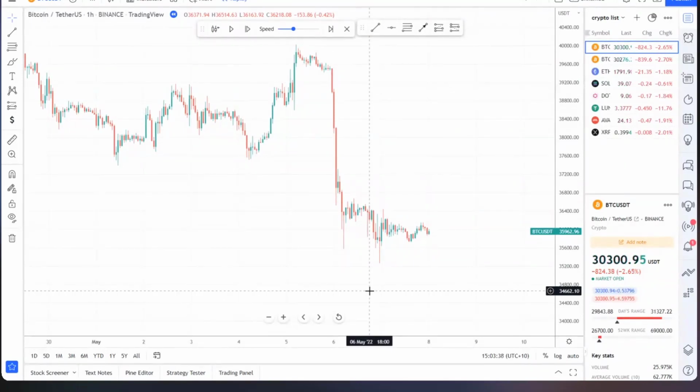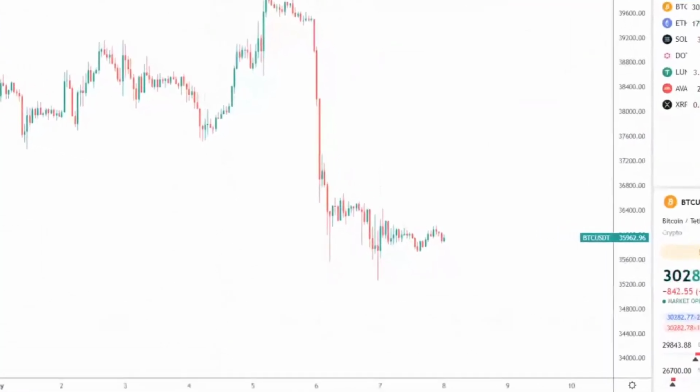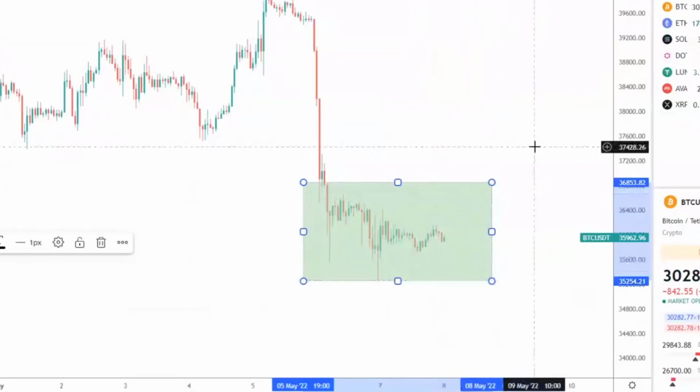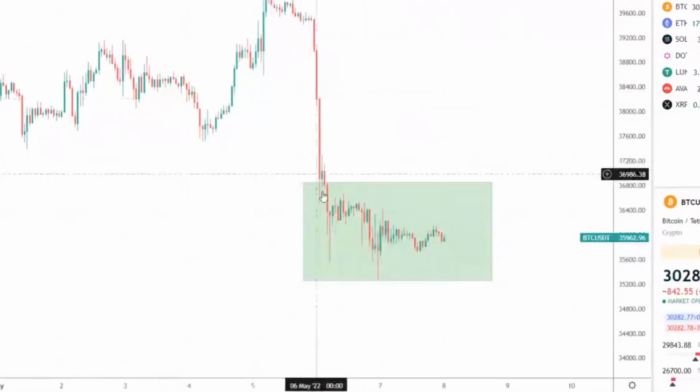So what I'm looking for when it comes to support and resistance is horizontal movement, also known as consolidation or accumulation. As we can see right here, in this area, we can identify an area of accumulation or consolidation because the markets have stopped moving, they've stopped trending basically.